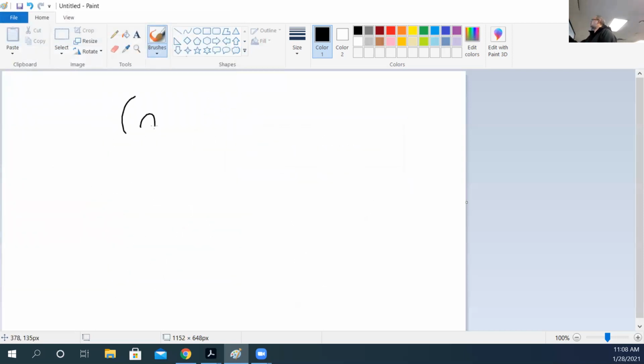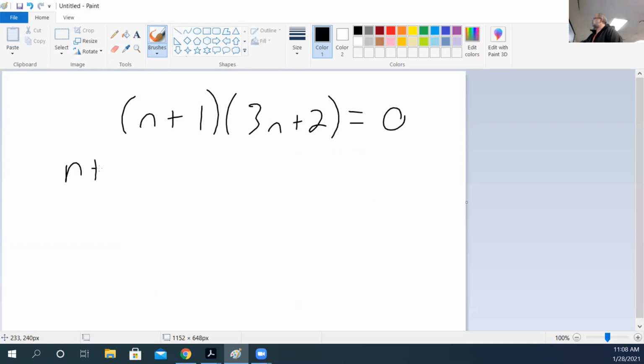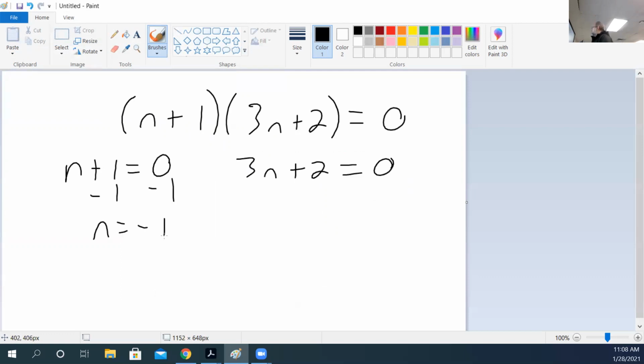Okay, n plus 1 times 3n plus 2, also equal to 0. It's already factored, so we're actually good to go. So set n plus 1 equal to 0, and 3n plus 2 equal to 0. So do the opposite, move it across, n equals minus 1. This one we've got a couple steps. First move the 2, that's easier.